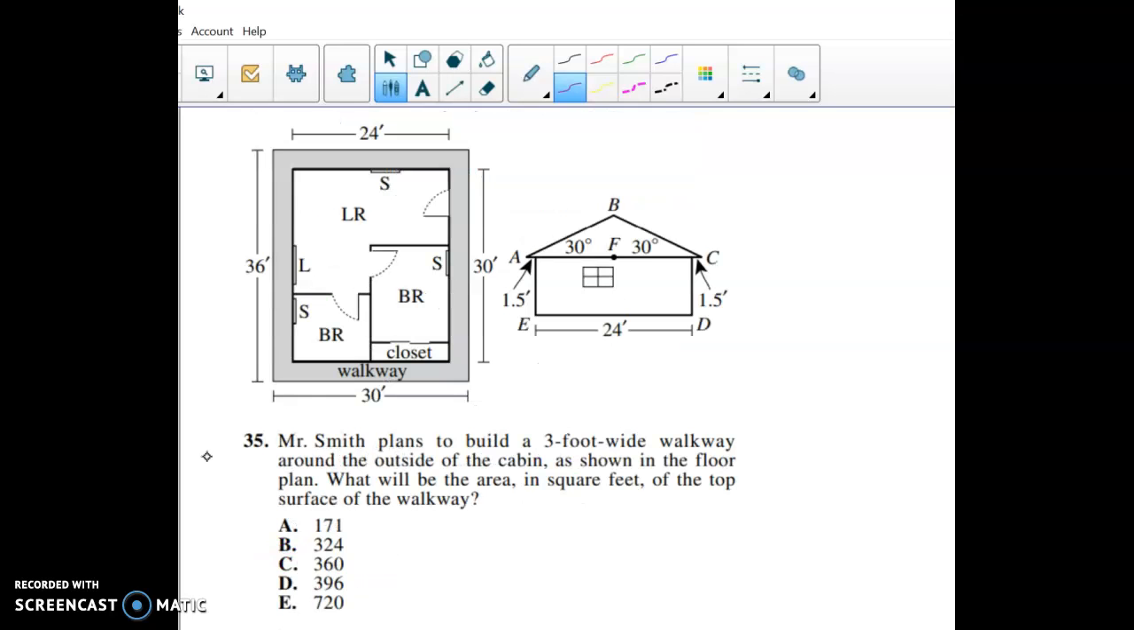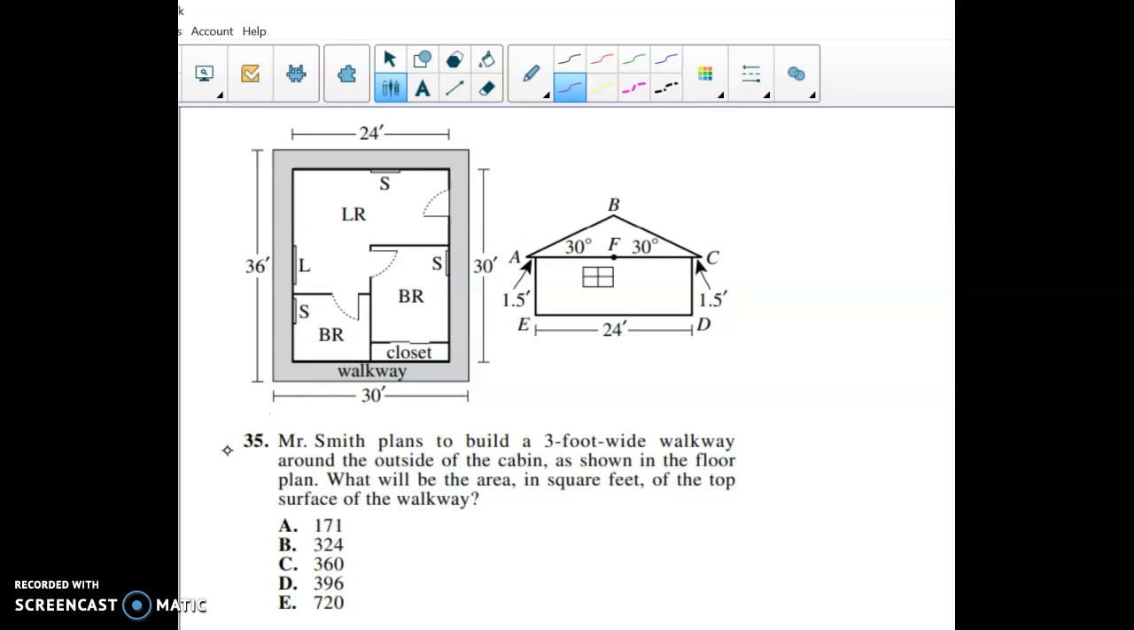Okay, another kind of house drawing one. This one had some more directions and stuff, but I think what it's really trying to do, I want to read it one more time here and make sure. What would be the area in square feet of the top surface of the walkway? So this walkway around the outside, what would be the area of that in square feet?